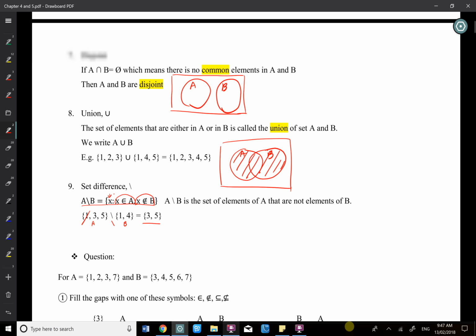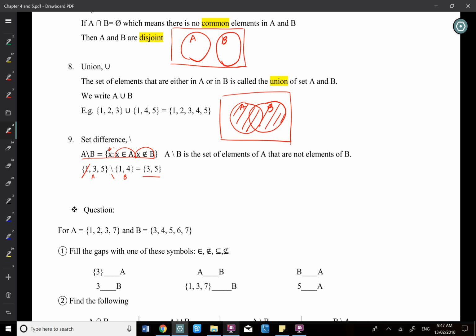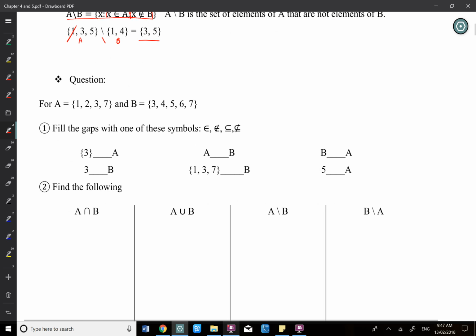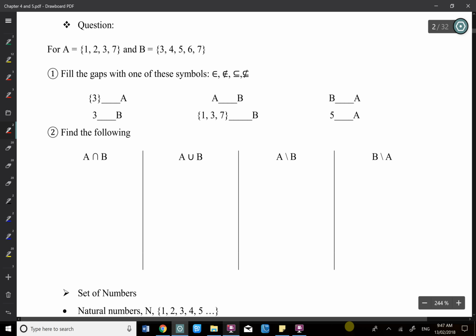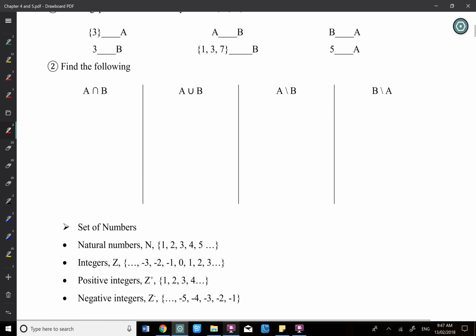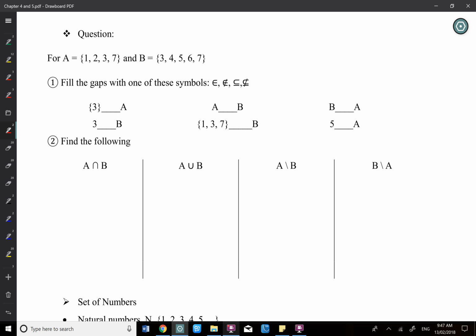Okay, that's 9 definitions. Well, some are revisions, some are new things. A very important one is the belongs to, not belongs to, contained and not contained. I want you to try the next page, the questions on the next page. For the first one, use those 4 symbols to put into the correct place, and then number 2, talk about all these sets: what's the intersection, what's the union, what's the set difference. I'll give you 5 minutes to do this, and while you're doing this, I want to check your homework from the first chapter. Can you put your chapter 1 notes on the table and also your exercise book together with that? I'll just go through to check that.